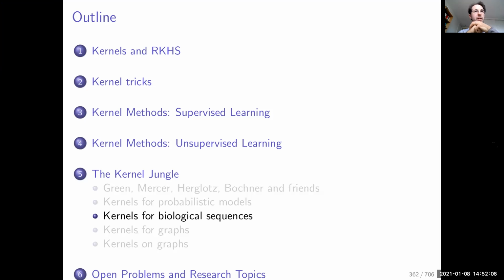So this part of the class is devoted to kernels that have been designed for biological sequences. You will see that there is a very rich literature about such kernels to deal with sequences. And what we are going to do in this lecture is to only go through a subset of these kernels. We are going to do, let's say, a very short introduction.